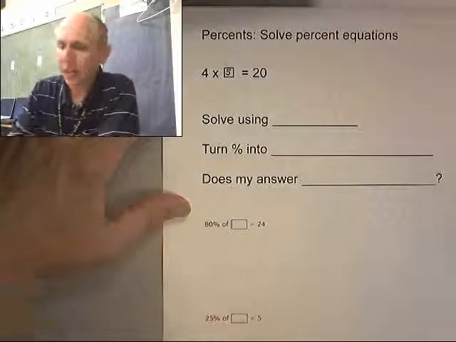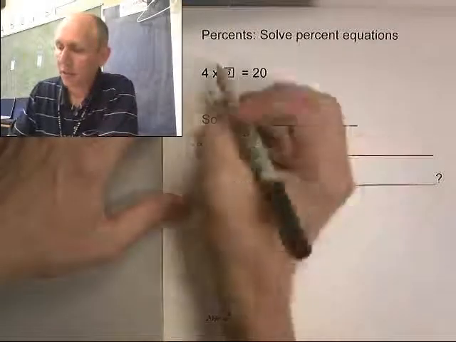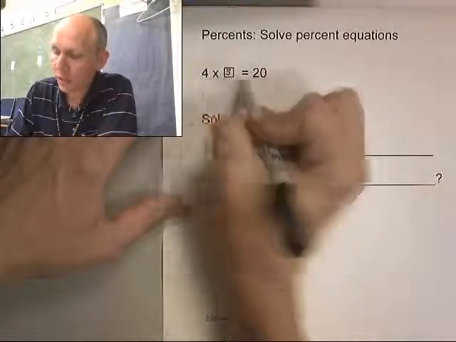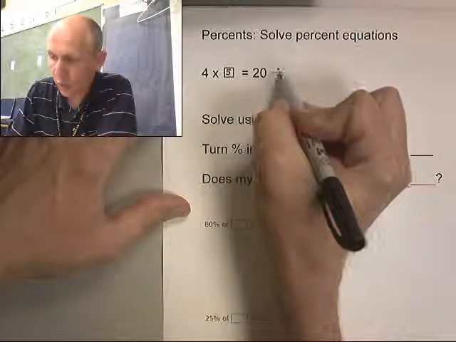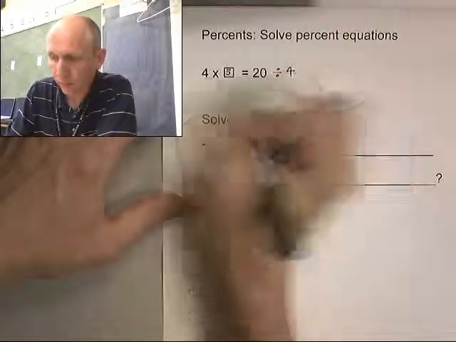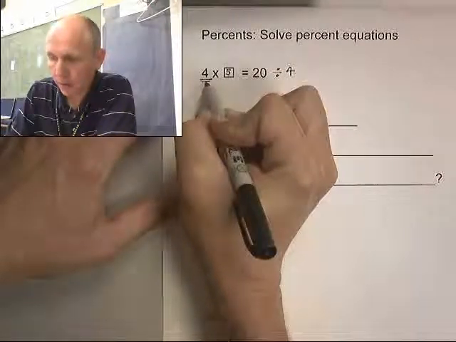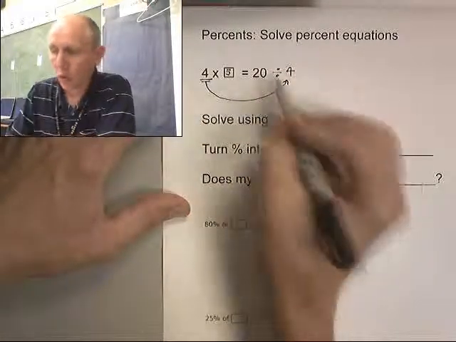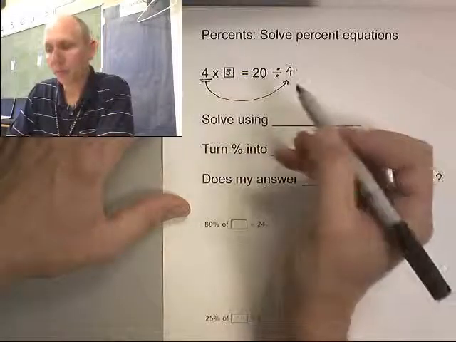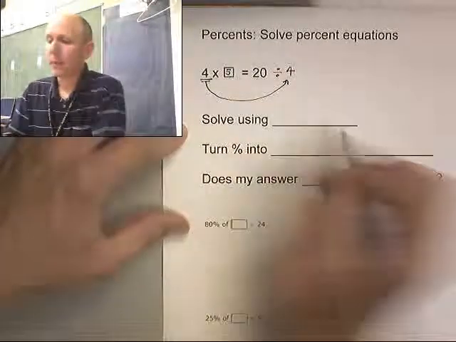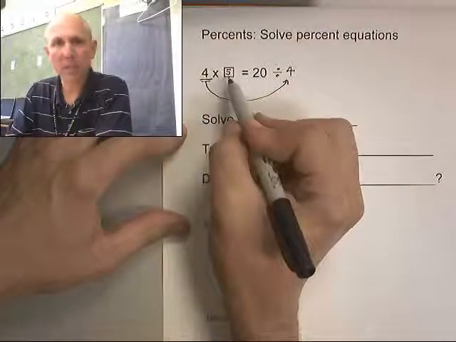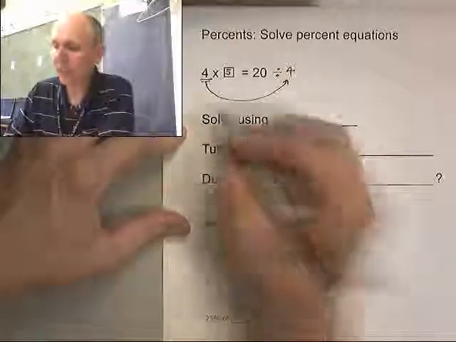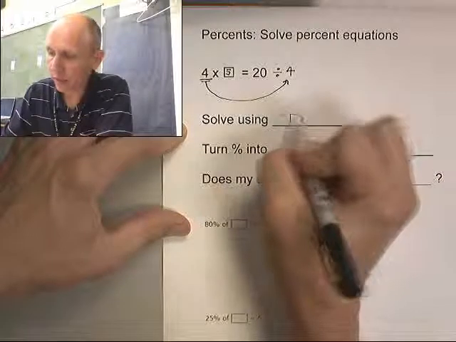Well, here's a way I can solve this using algebra. I could just divide, ready? Let's take this 4, and let's divide 20 by 4. 20 divided by 4 is 5. So I can solve these little equations like this when I have a 4 times an unknown equals 20. I can solve this using division.